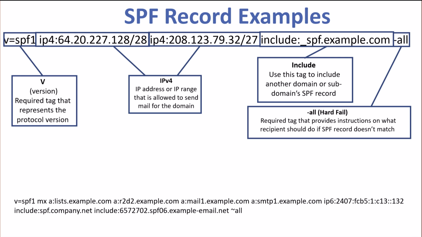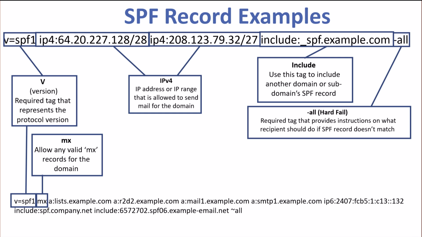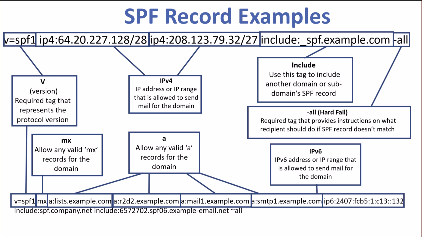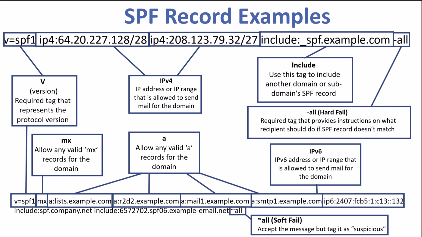So here's another example of an SPF record. Again, we have the version number, spf1. We also have another tag indicating that any valid MX record for the domain is authorized to send mail on behalf of the domain. We can also allow any valid A records for the domain to be considered authorized sending servers. And if you're using IPv6, you can add the IPv6 address as well. And then you can also include what we call this tilde symbol as a soft fail, which will instruct receiving servers to accept the message, but tag it as suspicious.